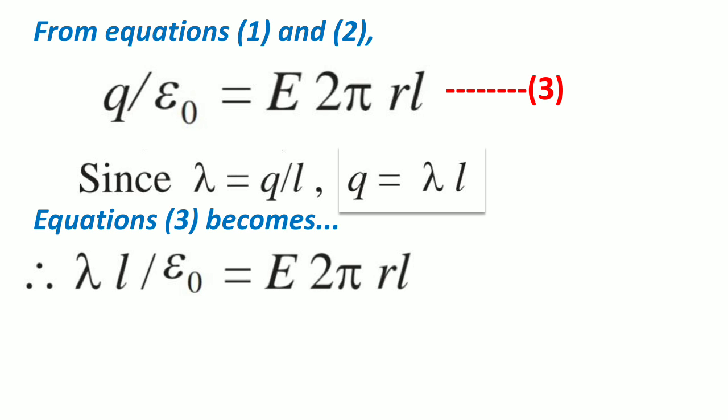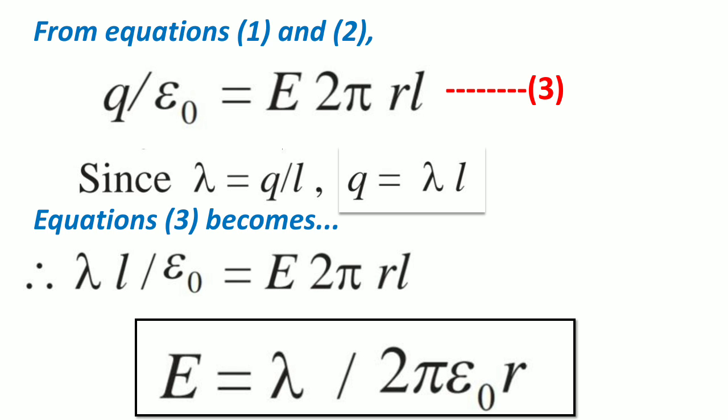The right hand side will remain the same. So finally we have E is equal to lambda, see L will cancel, so the remaining term is lambda upon 2π epsilon naught r. This is the final expression, or the final formula, for electric field intensity due to an infinitely long straight charged wire, and we will label this as equation number 4. So these are the common steps of application of Gauss's law to calculate electric field intensities.